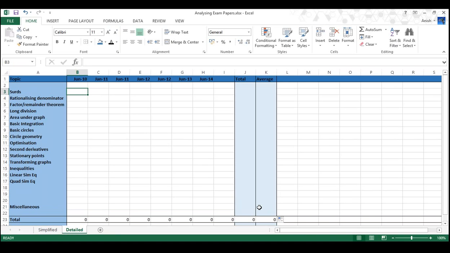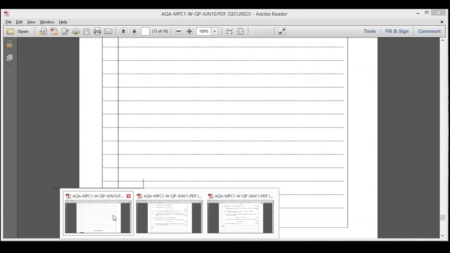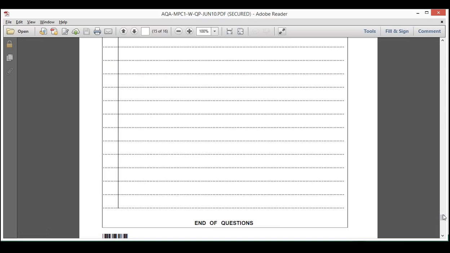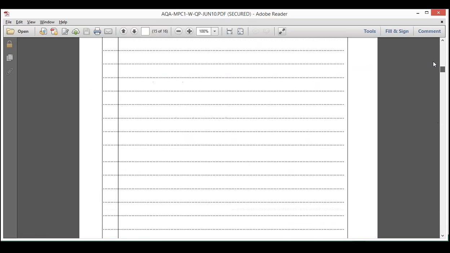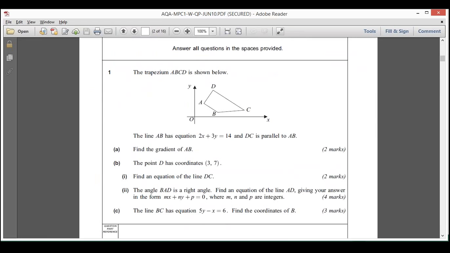Alright, so we're going to go back to June 2010. But this time it's going to take a little bit longer because we're going to break it down. So we're probably only going to look at analysing 2 papers this time around, just because of the amount of time this one will take.